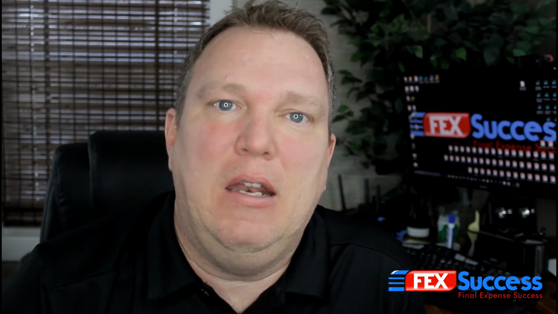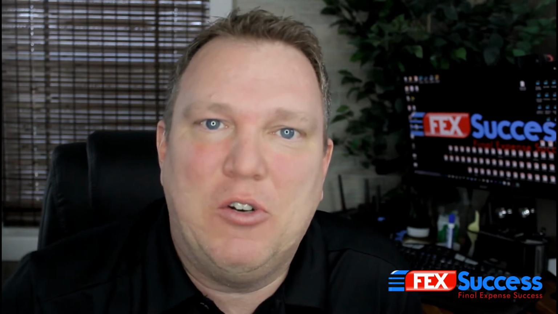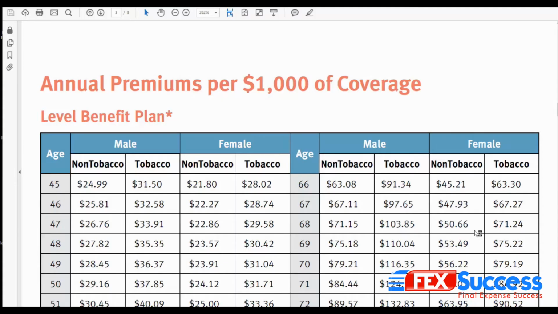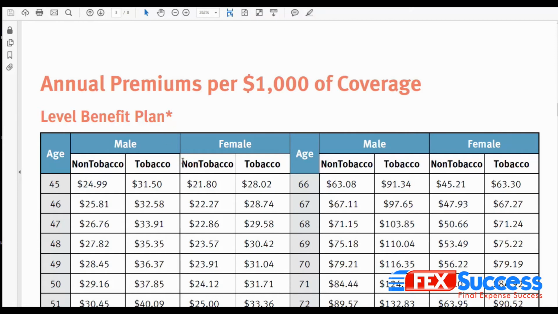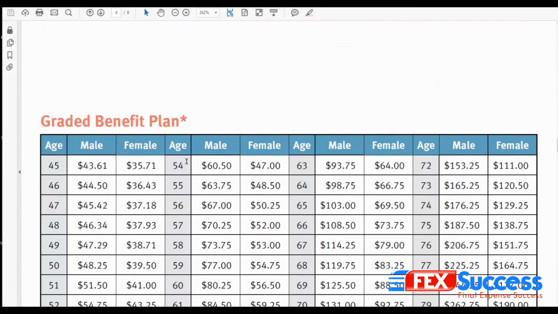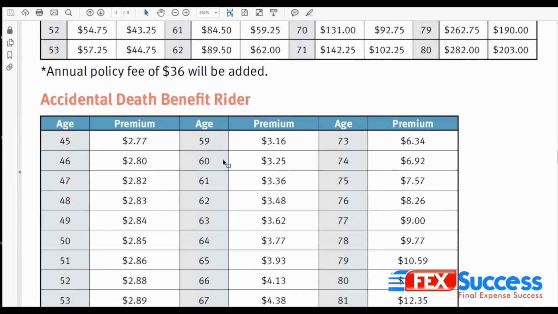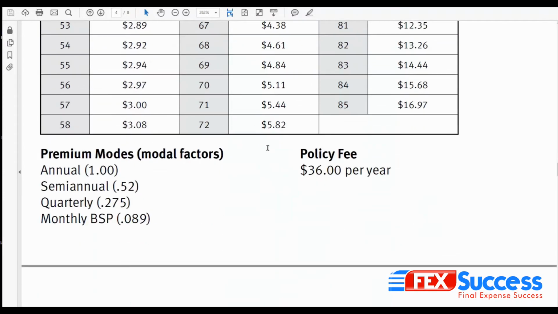I'm going to move over to my computer, and we're going to demonstrate this on the computer. Here we are with the first way to calculate premiums. We're going to look at Living Promise by Mutual of Omaha. On their rate program, you have annual premiums per $1,000 of coverage, and this is for the level benefit plan. They also have the same for the graded, and then they have the accidental death benefit rider.